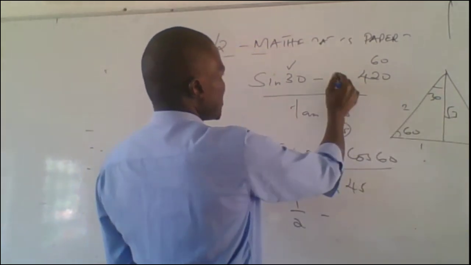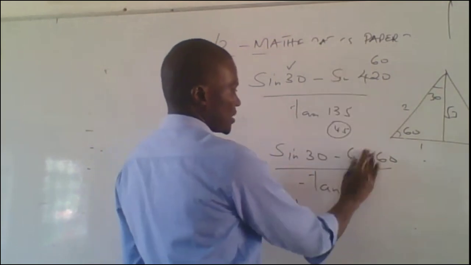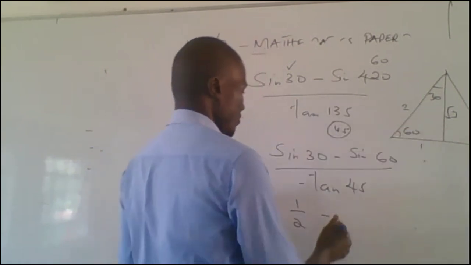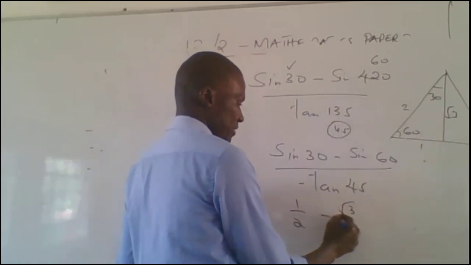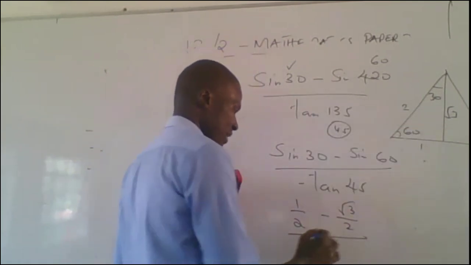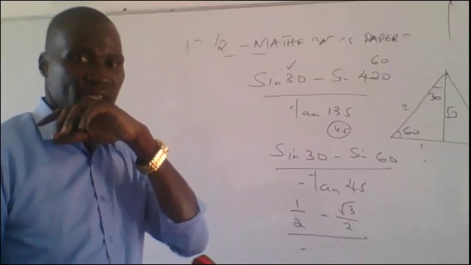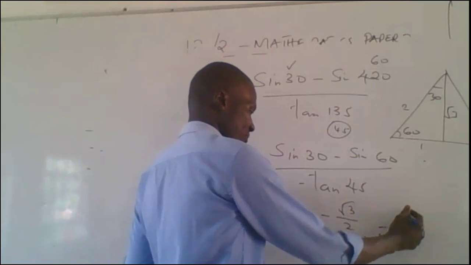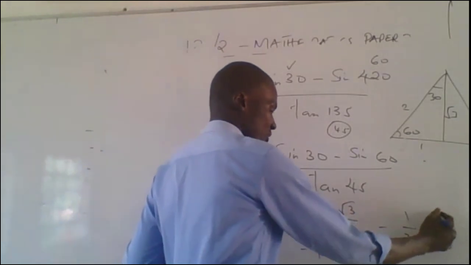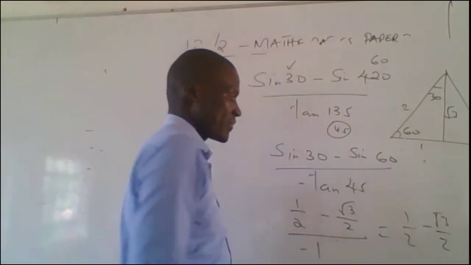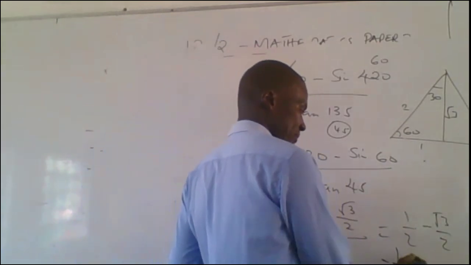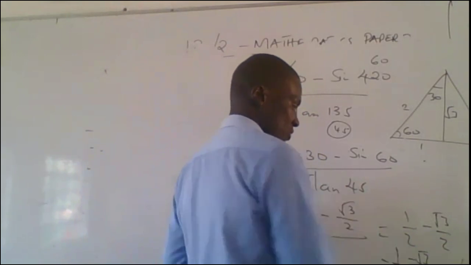Let's use sine 60. So sine 60 now will be root 3 over 2. So we'll have root 3 divided by 2. Then divide this by negative tan 45. Tan 45 is just 1. So negative 1 is just that. So this value here will be a half minus root 3 over 2, which we can simplify and write as a single fraction as 1 minus root 3 over 2 as your final answer.